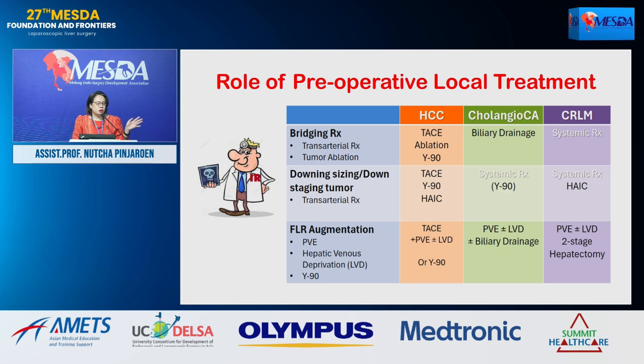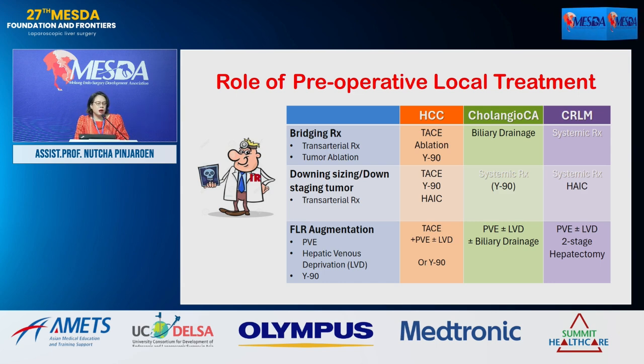So I would like to divide into three tumor types: HCC, cholangiocarcinoma, and colorectal liver metastasis, because each tumor differs in strategy of treatment and also IR procedure preoperatively. For HCC, we can use TACE, Y-90 or ablation for bridging to surgery or to transplantation. And for downsizing, TACE, Y-90 or HIC. And for FLR augmentation, usually we do TACE plus PVE. And nowadays there is more popularity of hepatic venous deprivation. And also the other method is Y-90 radioembolization.